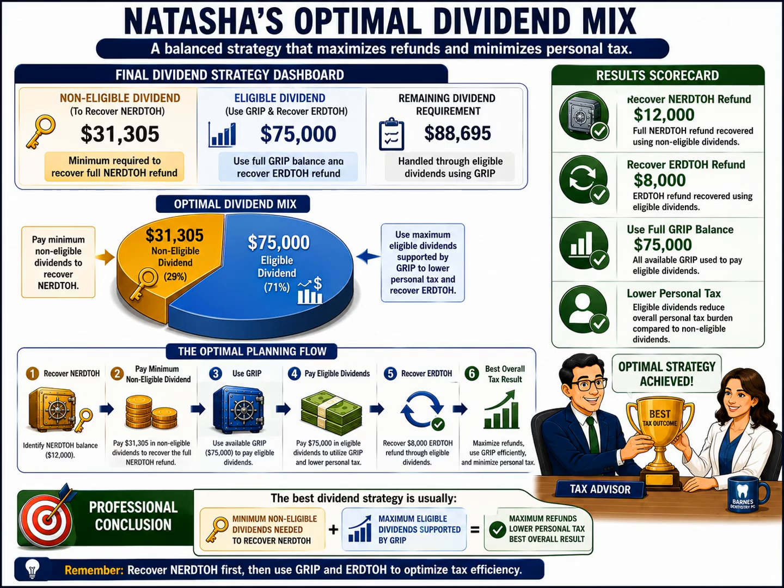The key takeaway from this slide is the professional rule of thumb. Pay the minimum non-eligible dividends required to recover NERDTOH. Then maximize eligible dividends using available GRIP. This approach recovers refundable taxes, minimizes personal tax, uses corporate tax attributes efficiently, and produces the most favorable overall result. And that's why tax advisors often view this as the optimal dividend planning strategy when both NERDTOH and ERDTOH balances exist within a corporation.